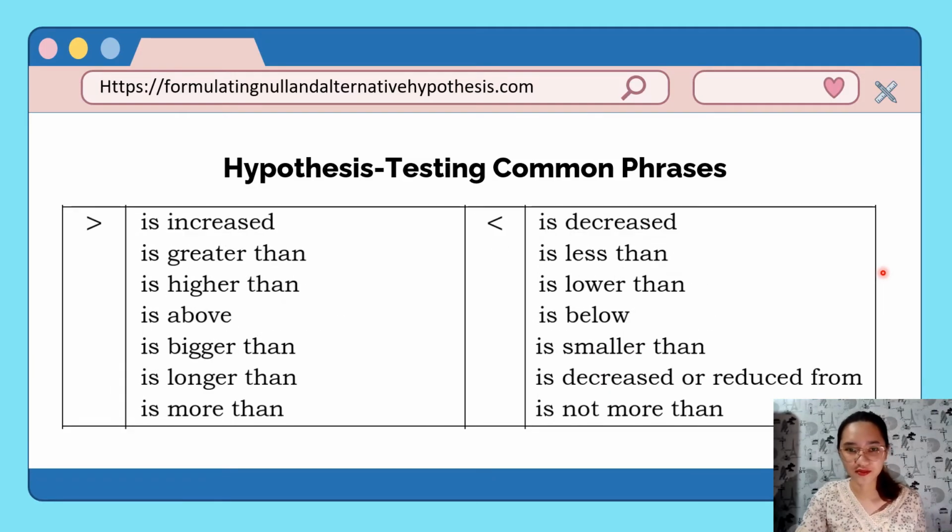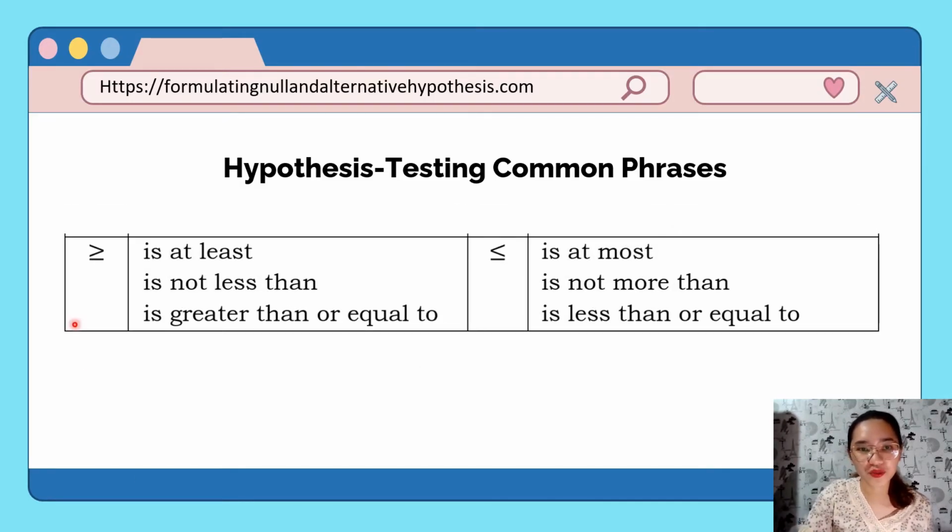Next na case natin, ayan, kapag greater than symbol. Ayan siya. So, is increased, is greater than, is higher than, is above, is bigger than, is longer than, is more than. Lahat ng yan can be translated with this symbol. Ngayon din dito, is decreased, is less than, is lower than, is below, is smaller than, is decreased or reduced from, is not more than. So, lahat po yan can be translated with the symbol na less than symbol. Next.